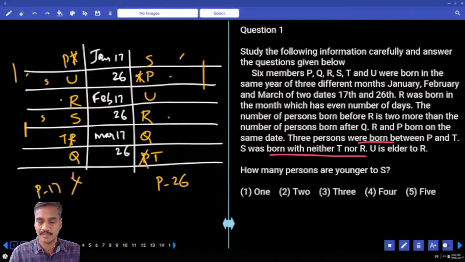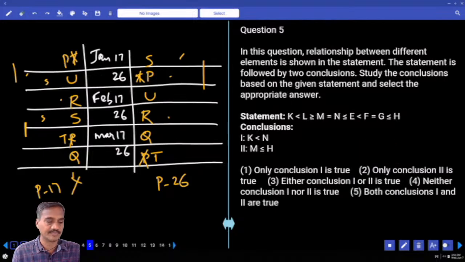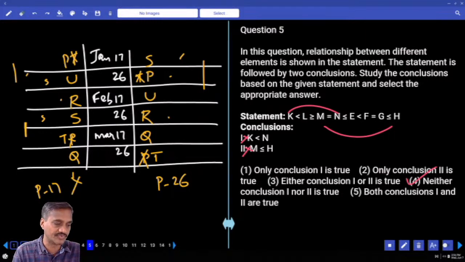Clear? Then this is about 1 to 4. Then coming to question number 5 to 7. Now in this fifth one, what is the answer here? Now between K and N, two opposite symbols, no relation. M and H: M is here, H is here. M lesser than H is 2, equal to H is false. Hence what is your answer? Neither one nor two, choice for question number 5.